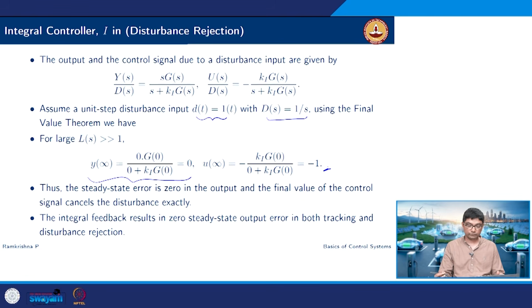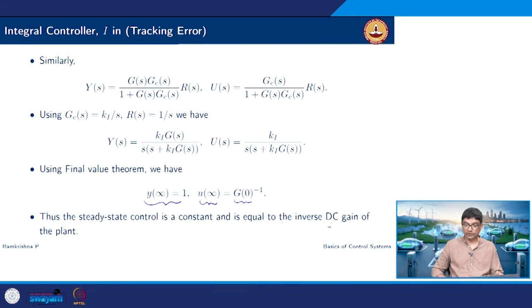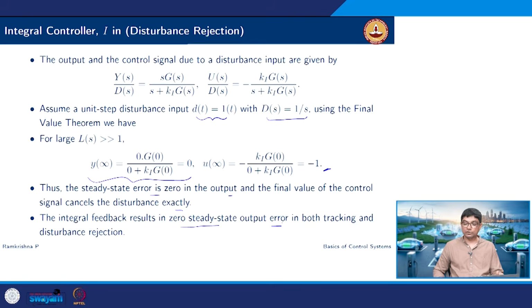Thus the steady state error is 0 in the output, and the final value of the control cancels the disturbance exactly. Which means that integral feedback results in 0 steady state output error, both in tracking, as we saw here, where it perfectly tracks, and it also perfectly rejects disturbances, right. So, that is one step further. We can reject step disturbances, and we can also perfectly track a step input.